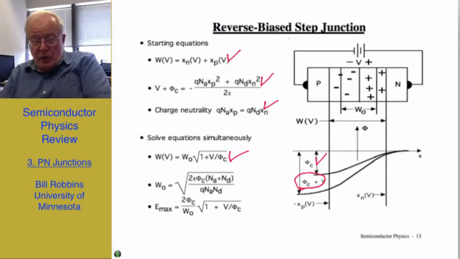It depends on the square root of the applied voltage divided by the contact potential. W naught is given by this equation, and finally, the maximum electric field is given down here. This maximum electric field is obviously going to increase as we increase the reverse bias voltage, and this is something we're going to have to consider when we describe impact ionization.